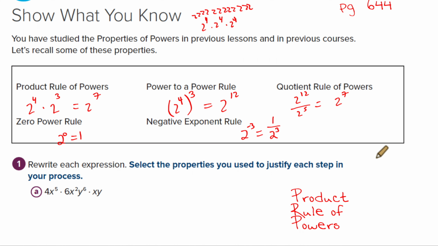However, if it was negative in the bottom like this, that is the same as, we can bring that up top and make it positive. So that would just be 2 to the 3rd. That is a little different there, but that's the negative exponent rule.